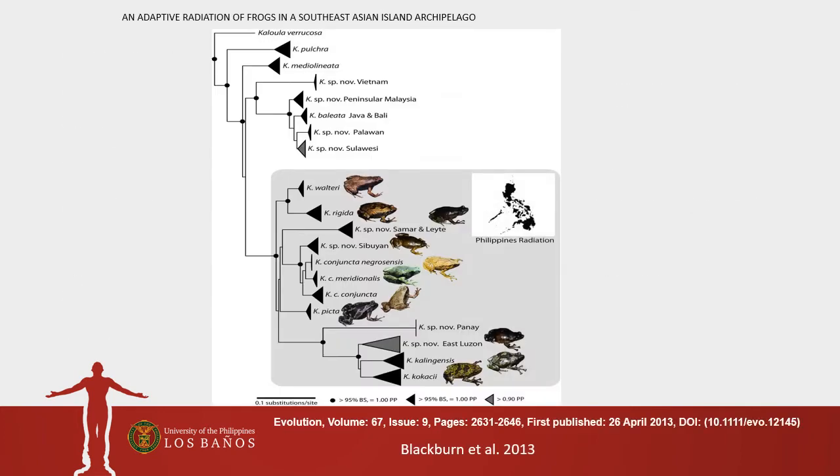So this maximum likelihood phylogram, of course, shows the phylogenetic relationships of these frog species. This was estimated from mitochondrial DNA sequences, the 12S and 16S ribosomal RNA genes, and depicts the phylogenetic relationships of Calula from order Anura, family Microhylidae. The gray box indicates the endemic Philippine radiation.